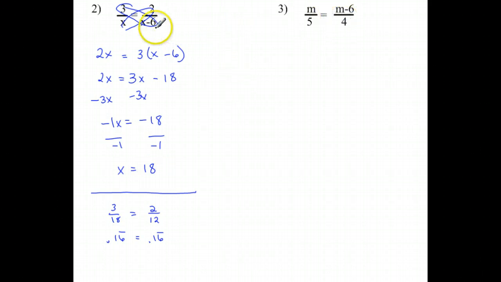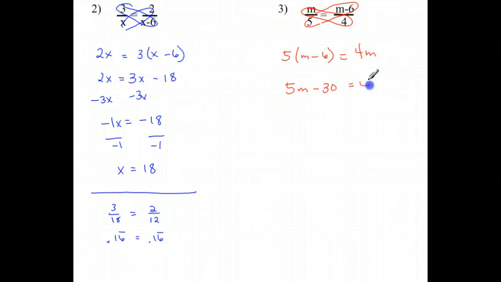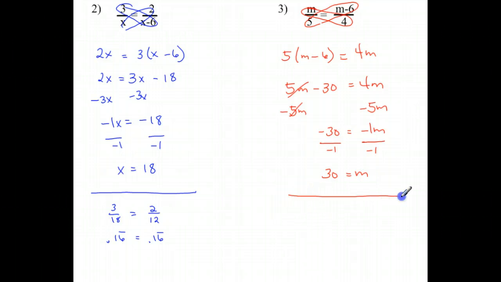My third example looks just like my first. It's just that my variables are in my numerator. That doesn't change anything. I'm still going to use my cross products property. 5 times m minus 6 is equal to m times 4, or 4m. My first step is to distribute. I next want to isolate my variable. I'm left with negative 30 is equal to negative 1m. I want to eliminate my coefficient. I'm going to get 30 equal to m.